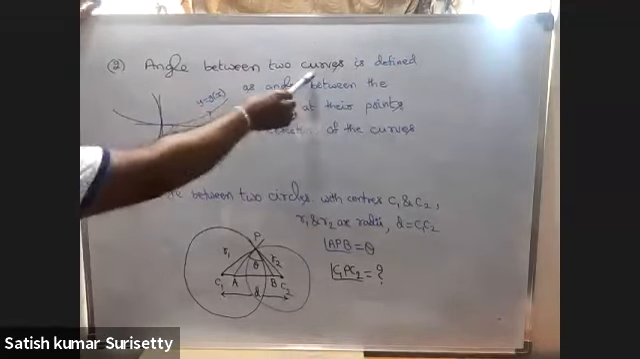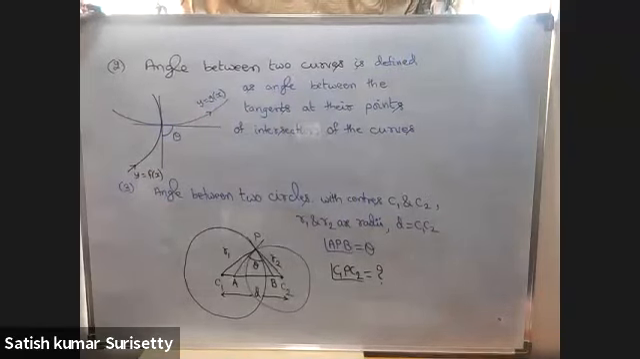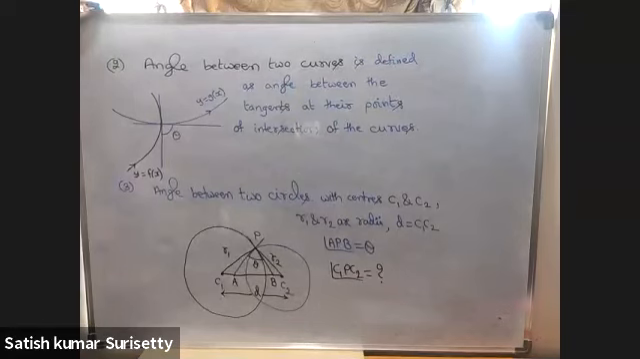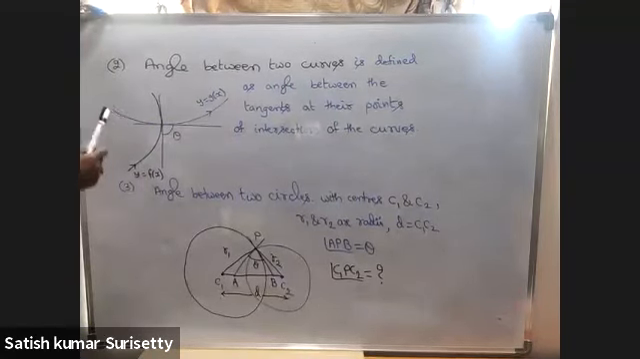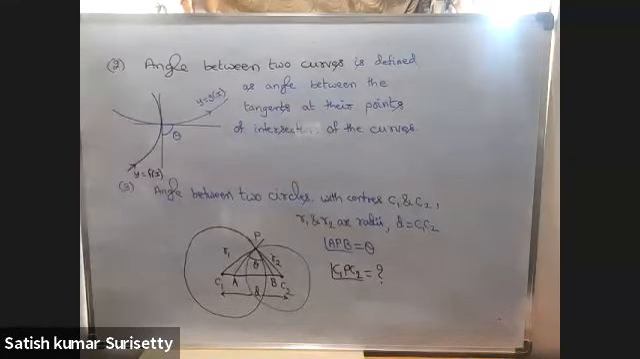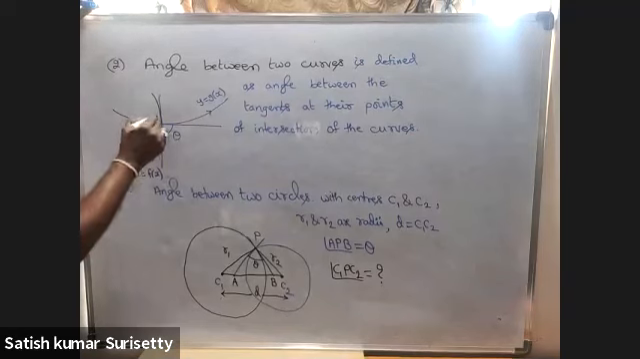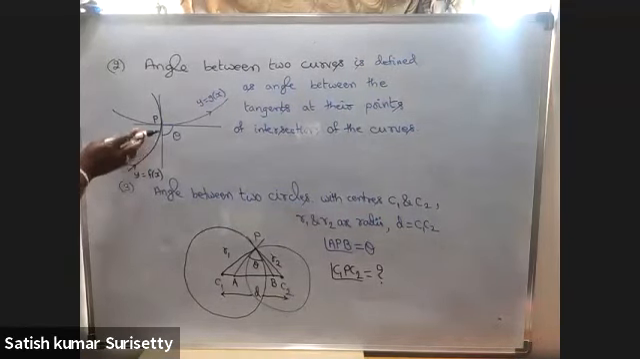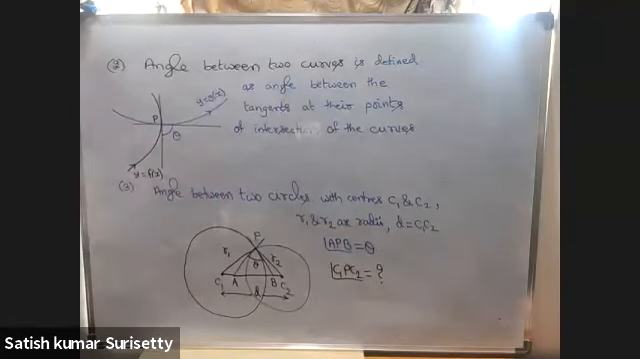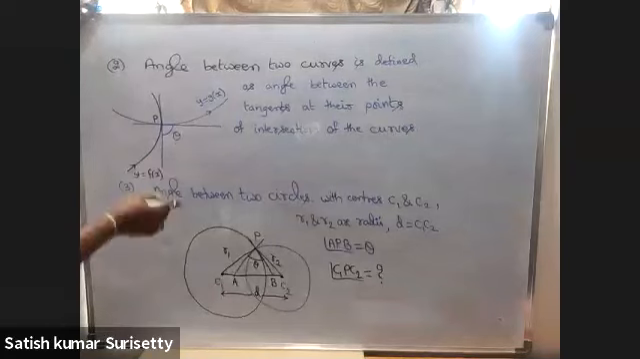The angle between two curves is defined as the angle between the tangents at their point of intersection. If I consider y equal f of x as one curve and y equal g of x as another curve, and their point of intersection is P, then at this point you have to draw the tangents to both the curves. Then you calculate the angle between the tangents, which is considered the angle between the curves. Now let us apply this concept for the circles.